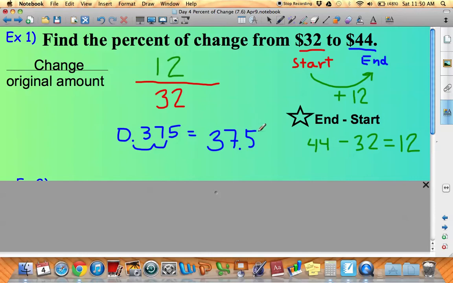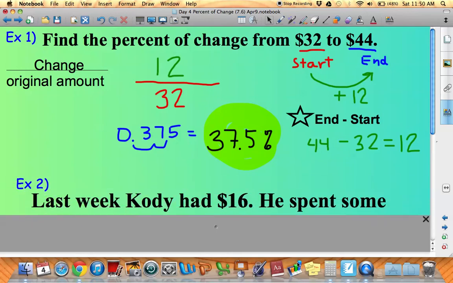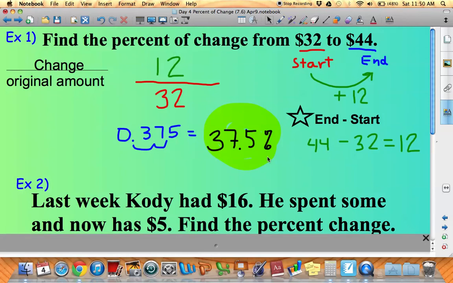Make sure that all of these notes are correct in your notebook, and if you need to, now would be a good time to ask questions. 37.5%. Woo! Example 1 is done. While some of you are finishing up that previous example, please write down example 2.